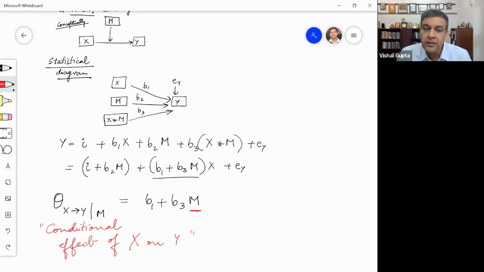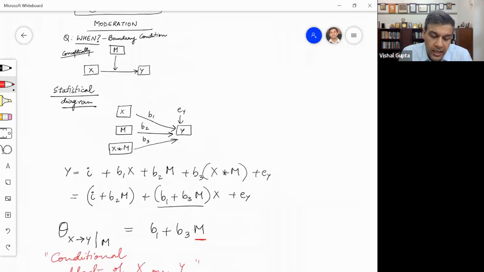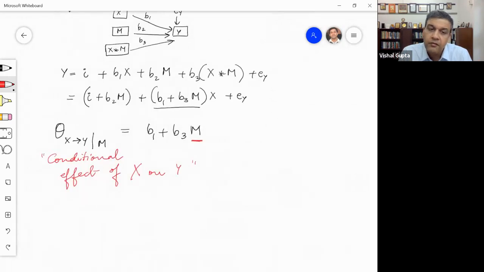So remember, in moderation, your effect of X on Y will always change, whereas in mediation, it will always remain the same. Mediation helps you partial out the effect, break down the total effect into direct and indirect. Moderation actually helps you figure out when the effect will be pronounced or not. Okay, so that is one thing.